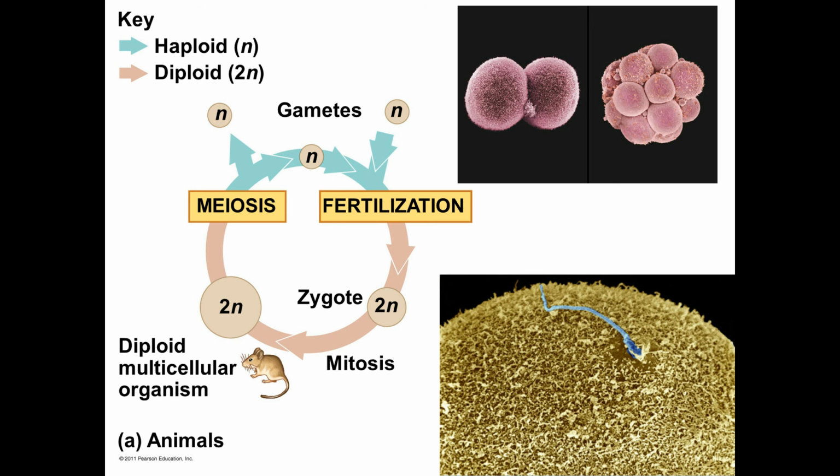So looking at animals, you have your little diploid zygote. The diploid zygote divides, grows through mitosis, and differentiates into an adult organism, which gives rise to haploid gametes through meiosis. These gametes come together through fertilization to reform your diploid zygote. So here you're looking at your zygote, your embryo that's gone through one division, and here, multiple divisions.